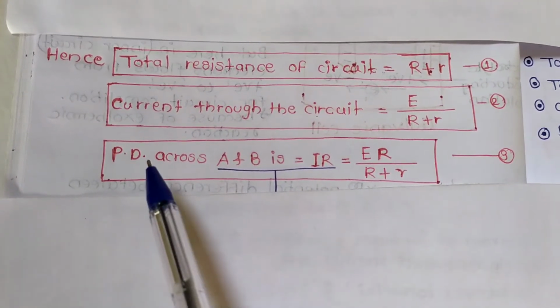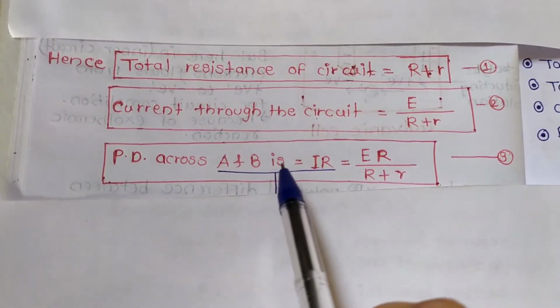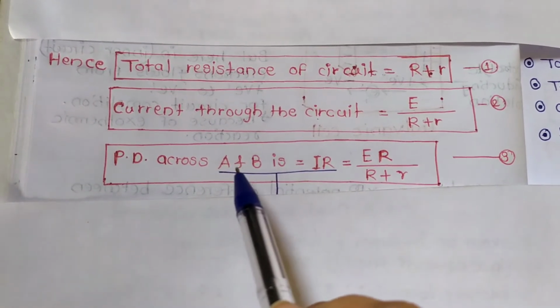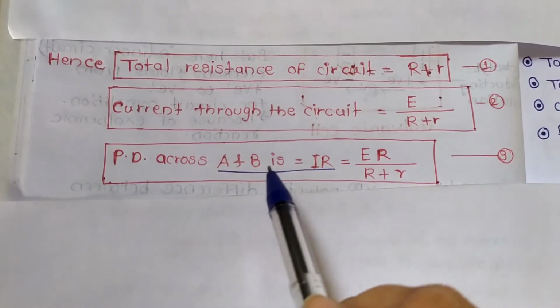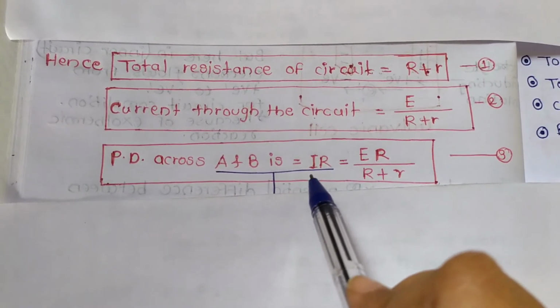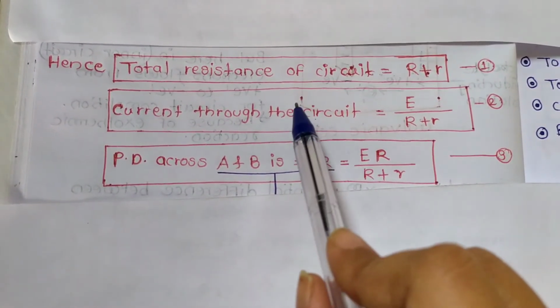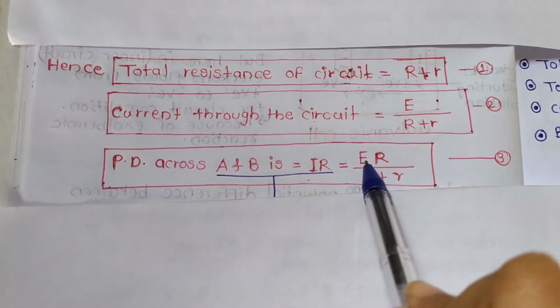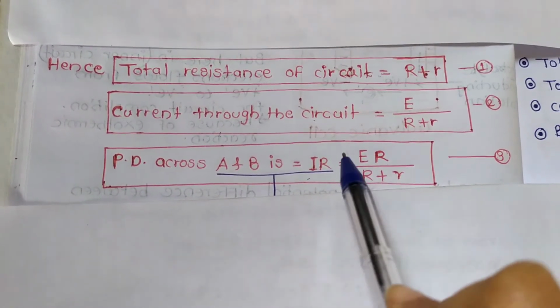Now, the potential difference across A, B. Potential difference V is equal to IR, but here I is, according to this equation, E by R plus r, and into R.